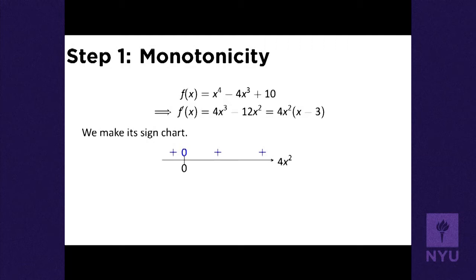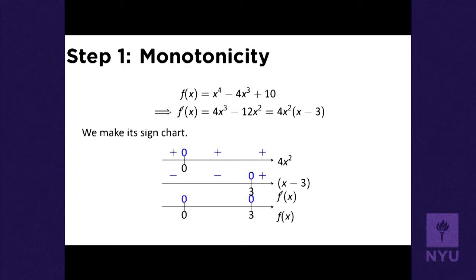Okay, for the next factor, x minus 3, I know that it's 0 when x is equal to 3. It's negative when x is less than 3, and it's positive when x is greater than 3. Okay, and the product of these two factors will have the sign which is the product of the signs. So positive times negative is negative. Positive times negative is still negative. And positive times positive is positive.